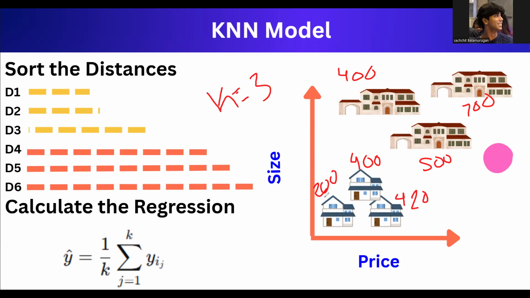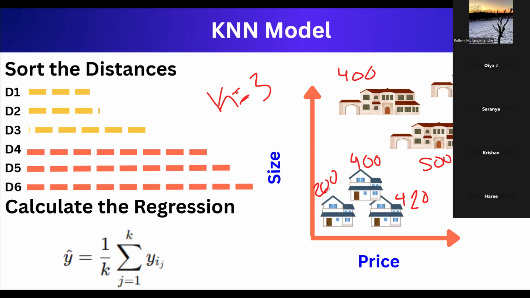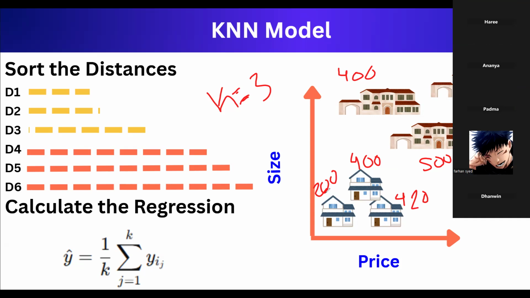Now who wants to give it a shot? Who wants to try this out? We're trying to figure out what this pink point is. It's the goal. Does anyone want to give it a go? So you would add the three lowest values and divide it by three?